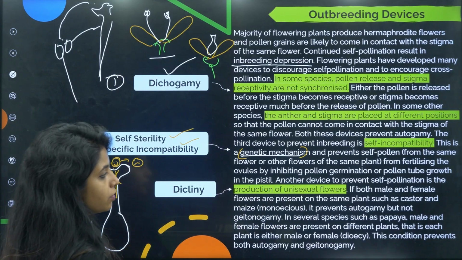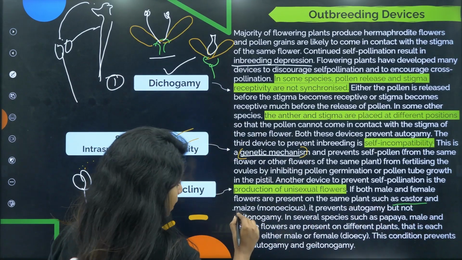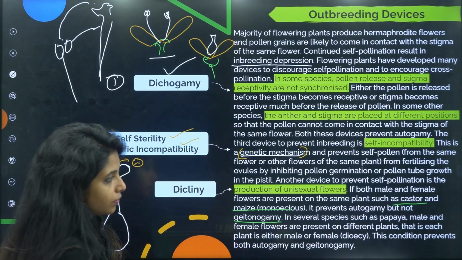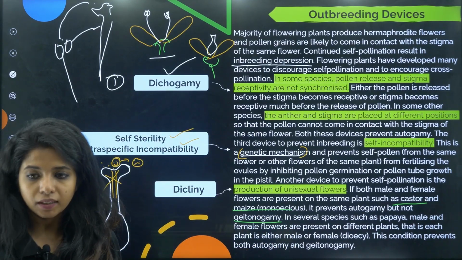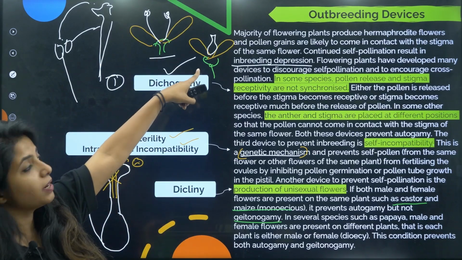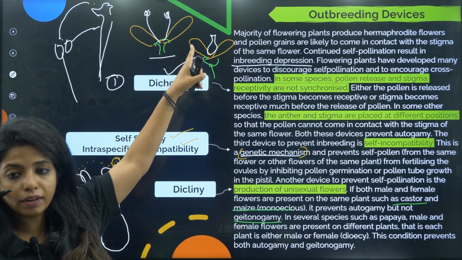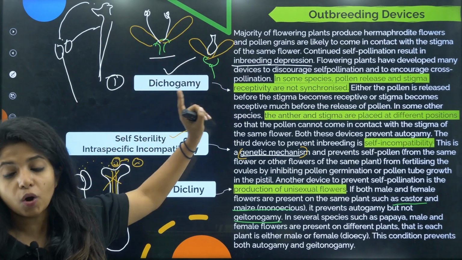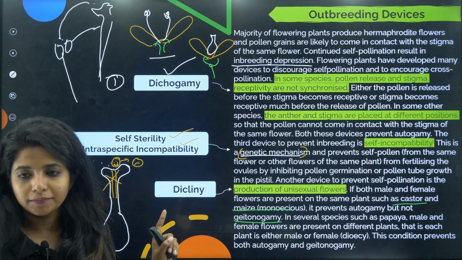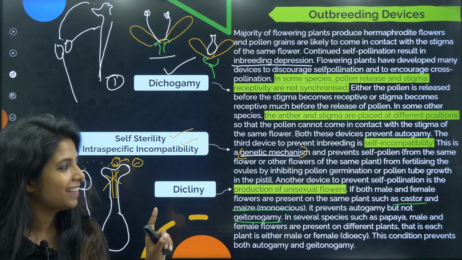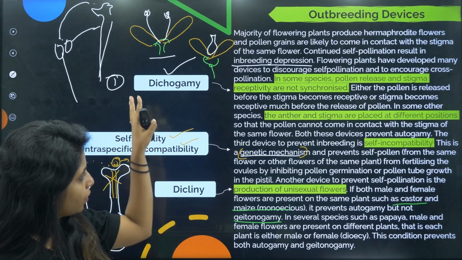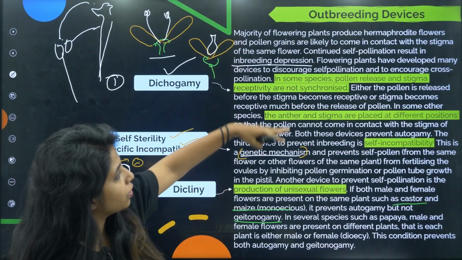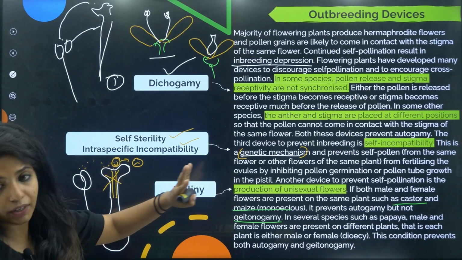If both male and female flowers are present on the same plant, such as castor and maize, monoecious, it prevents autogamy but not geitonogamy. They are saying if both the male and the female flowers are present, do you think that autogamy can be prevented? No, or yes? If both of them are there on the same plant, can autogamy be prevented? That is the question. We will see that. I have a whole chart made for it. We can discuss that over here. But as of now, I want you to remember all these points that we have said.